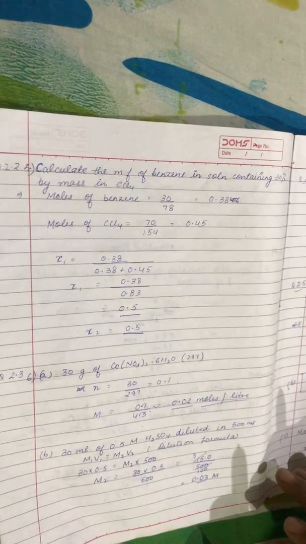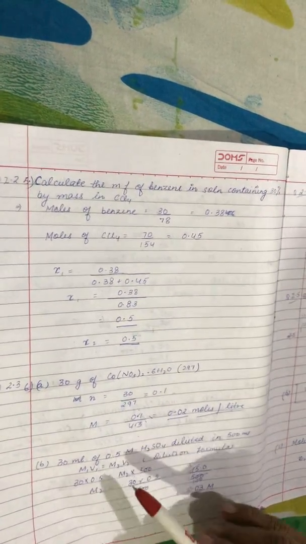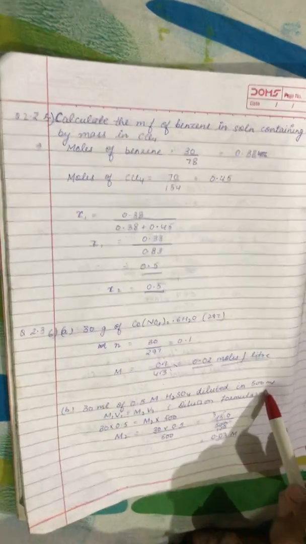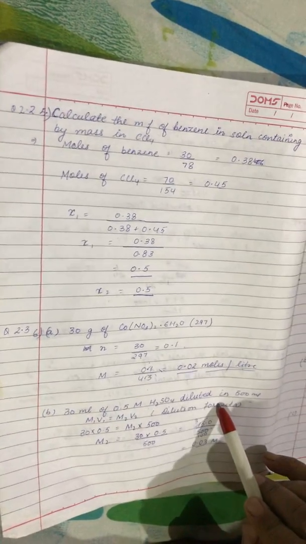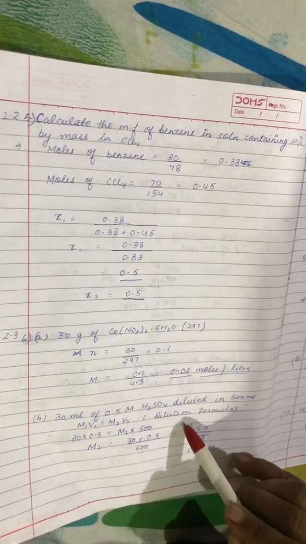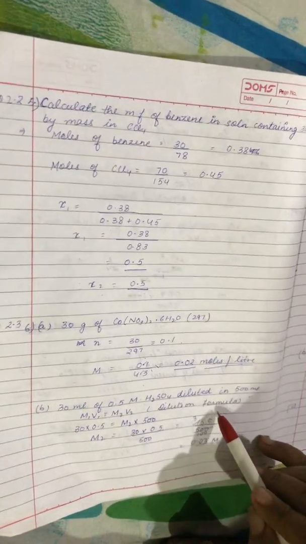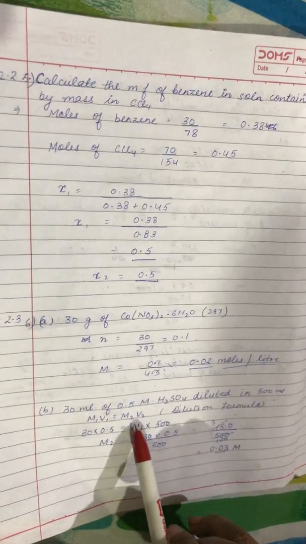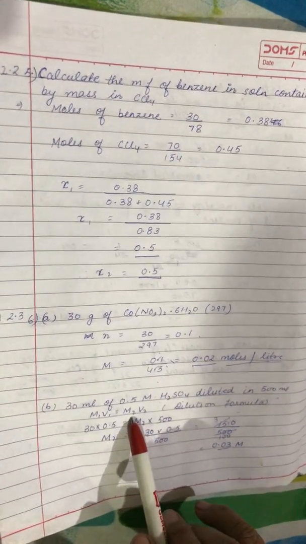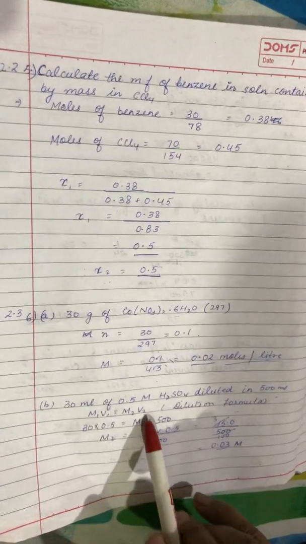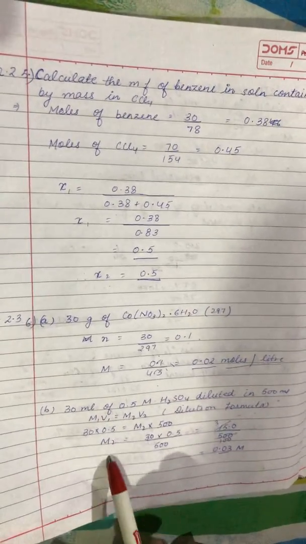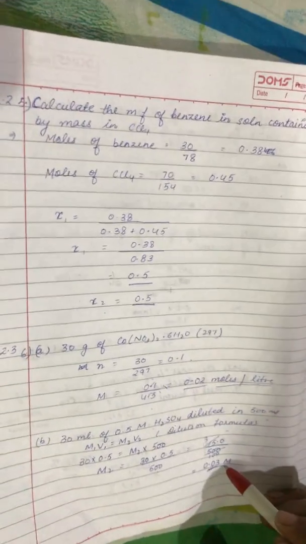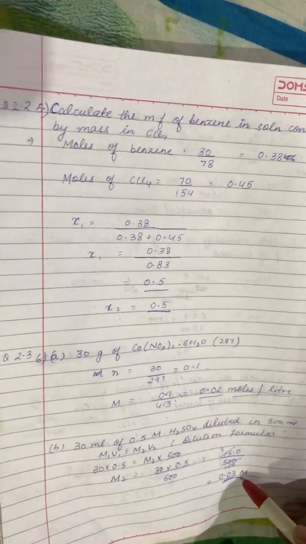Now see its B part, it is a bit different. It says 30 ml of 0.5 molar H2SO4 is diluted to 500 ml and you have to find out the molarity of the solution. Here you will have to use the dilution formula which you had learnt in class 11. The formula is M1V1 equals M2V2. Out of the four terms, you know M1, V1 and V2. Substitute the values as done and you will get the value of molarity, which comes out to be 0.03 moles per liter.